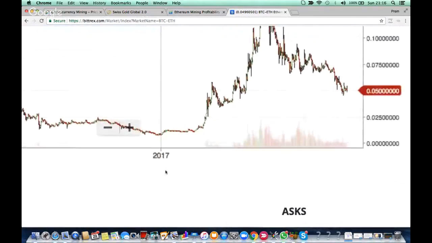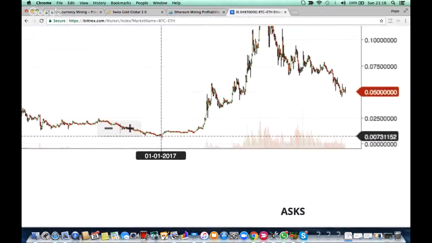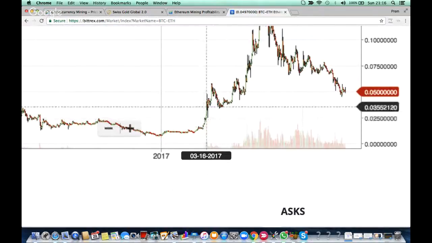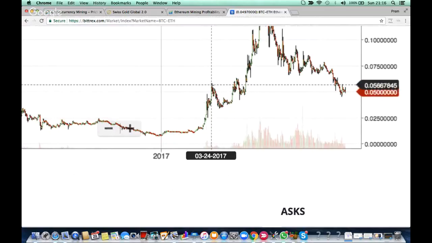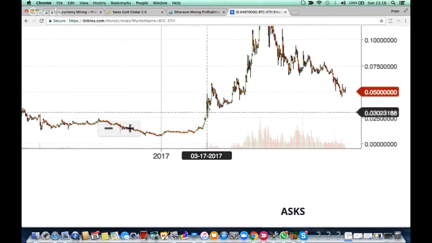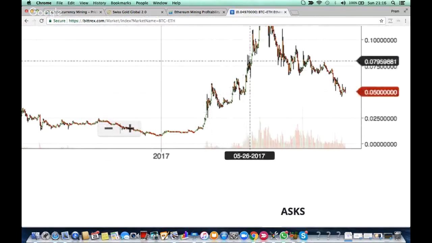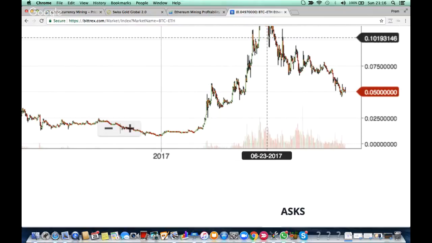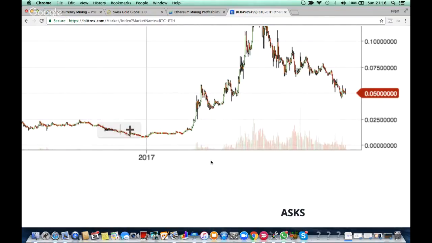Okay. This is the beginning of the year 2017. And around here, like I said, around March, suddenly Ethereum went skyrocketing up. When it started skyrocketing like this, it was returning over 300% annualized, right? And then around here, it sort of peaked. Let me just try and get this.